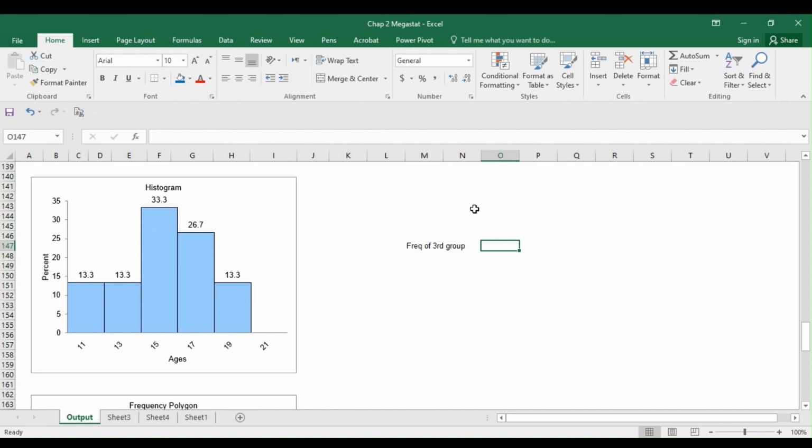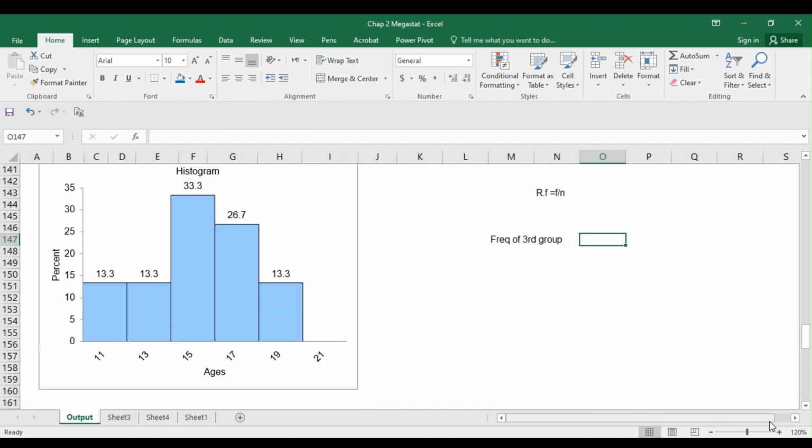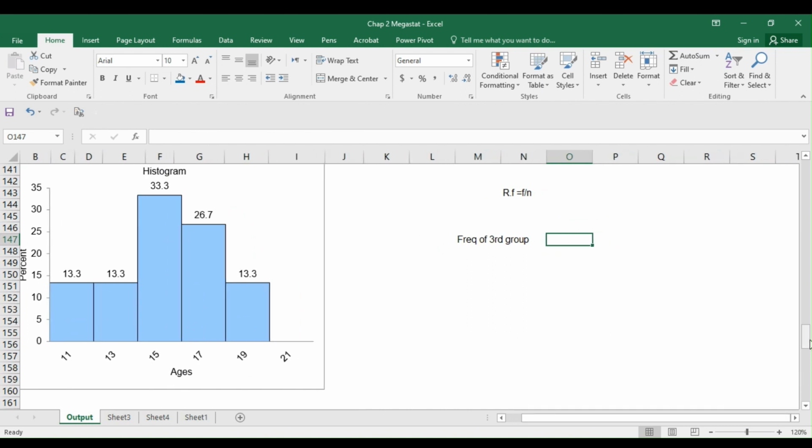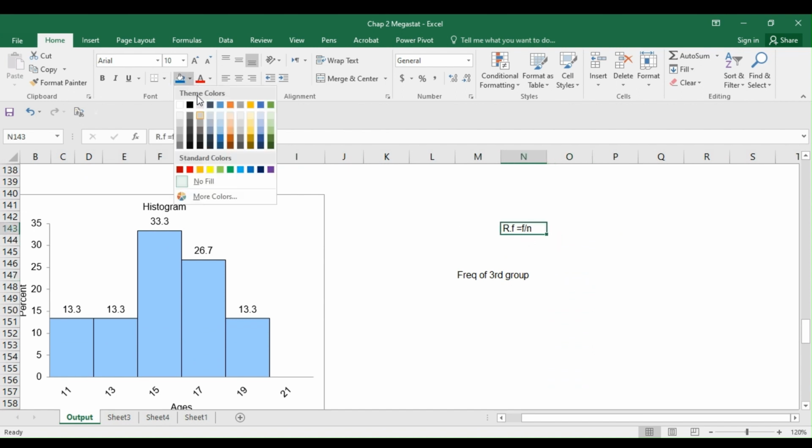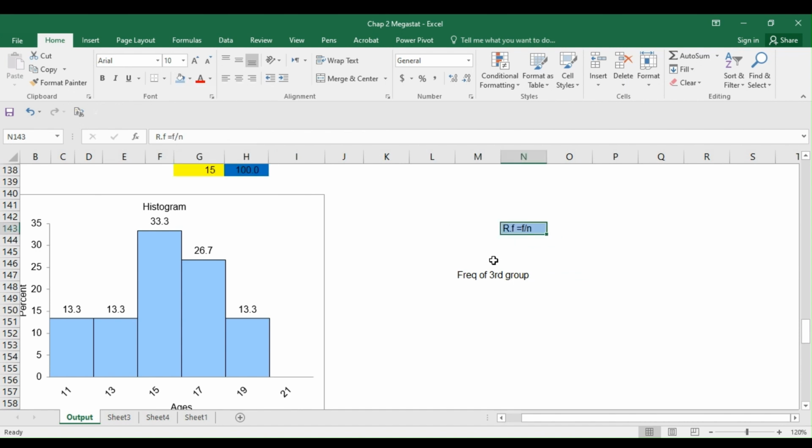I know the percentage. So remember, you know that relative frequency equals what? Relative frequency equals f over n. So we need the frequency now. For frequency we need what? Let me expand this a little bit so that it is easy for you to see. Relative frequency equals frequency over the sum of frequencies. Okay, so I need frequency.